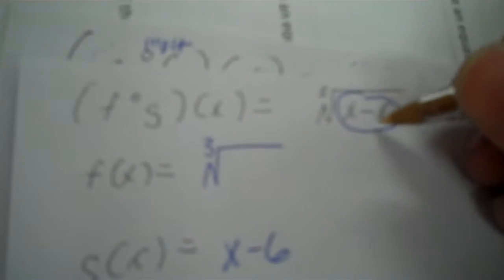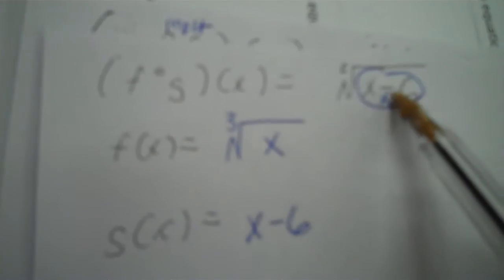F of g of x equals the cube root of x minus 6. So x minus 6 is the expression inside, and now I make a function. It's a cube root this time. Instead of x minus 6, I just put x. So if I wrote that out, I would replace the x with x minus 6, and that would take me back here.